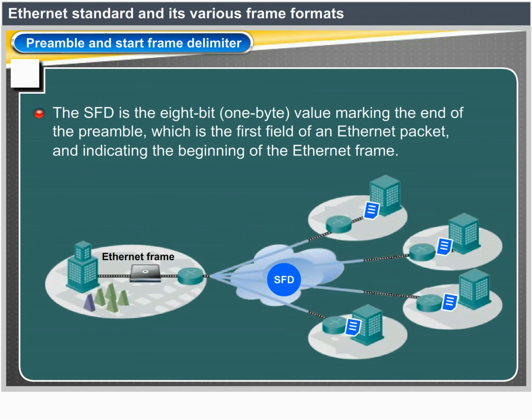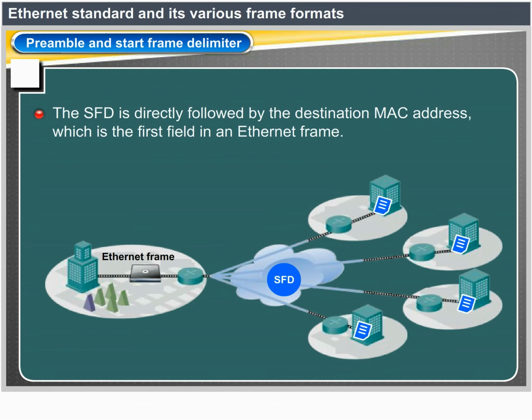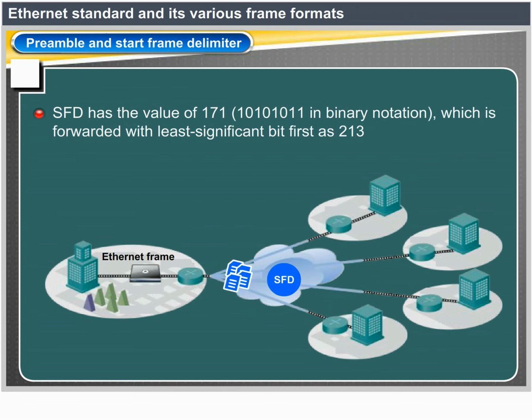The SFD is an 8-bit, or 1-byte, value marking the end of the preamble, which is the first field of an Ethernet packet, and indicating the beginning of the Ethernet frame. The SFD is designed to break the bit pattern of the preamble and signal the start of the actual frame. The SFD is immediately followed by the destination MAC address, which is the first field in an Ethernet frame. The SFD has the value of 171, that is 10101011 in binary notation, which is transmitted with least significant bit first as 213.